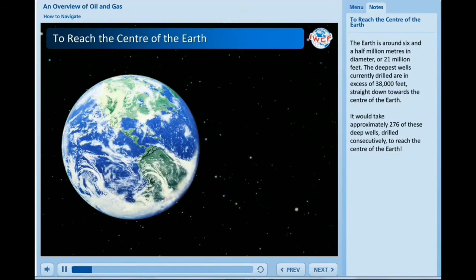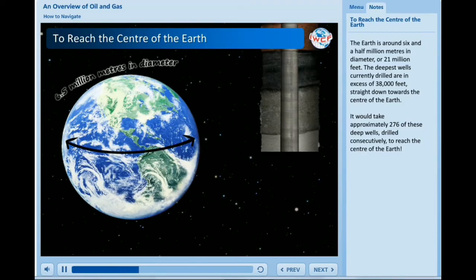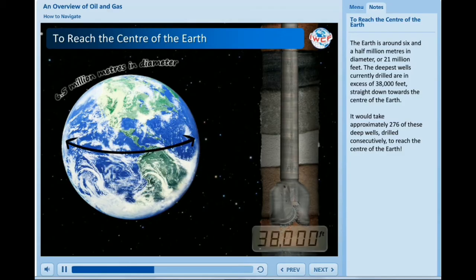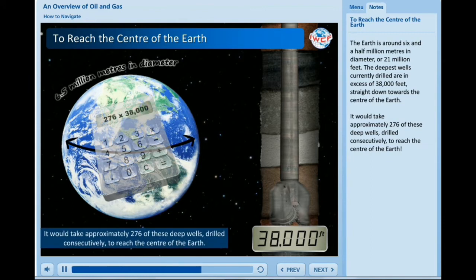The Earth is around 6.5 million meters in diameter, or 21 million feet. The deepest wells currently drilled are in excess of 38,000 feet, straight down towards the center of the Earth. It would take approximately 276 of these deep wells, drilled consecutively, to reach the center of the Earth.